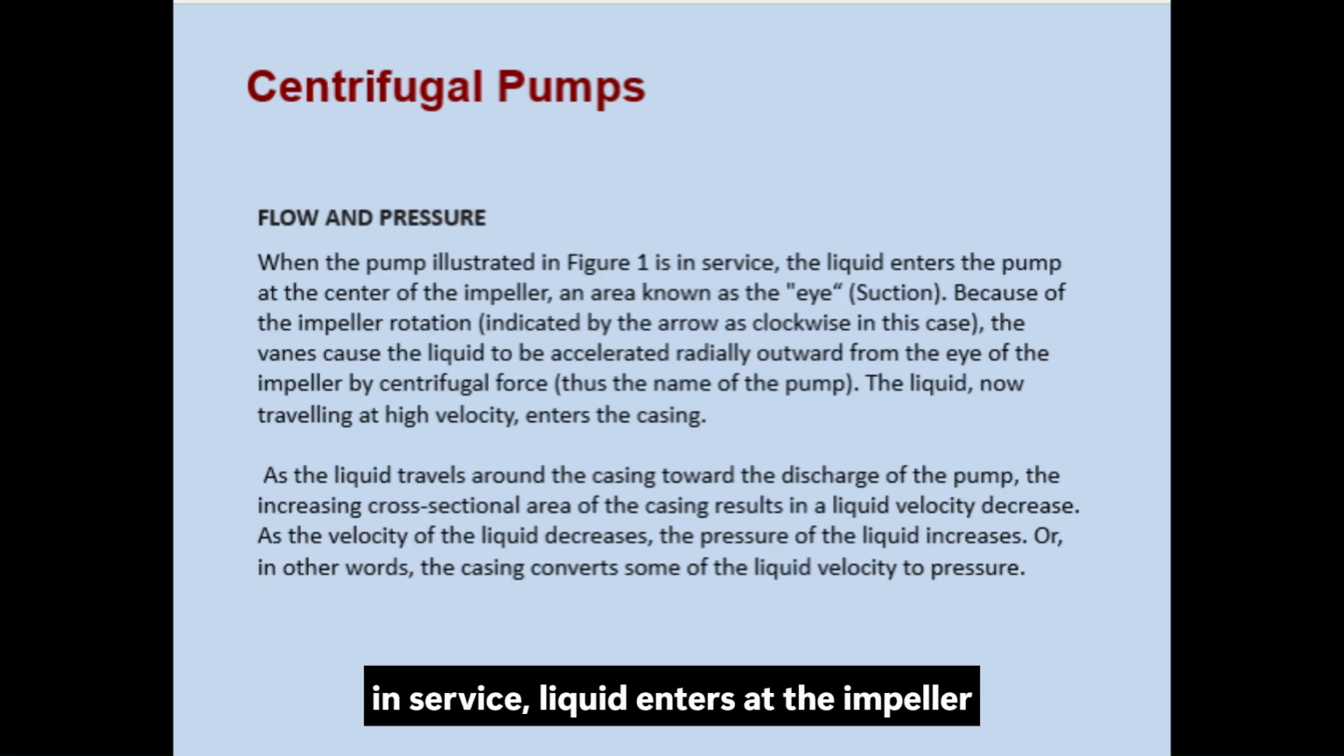When the pump is in service, liquid enters at the impeller eye, which is the suction point. As the impeller rotates, in this case clockwise as indicated by the arrow, the vanes accelerate the liquid radially outward through centrifugal force. This is, of course, how the pump gets its name. Once the high-velocity liquid enters the casing, the gradually expanding cross-section reduces the liquid's velocity and converts it into pressure.